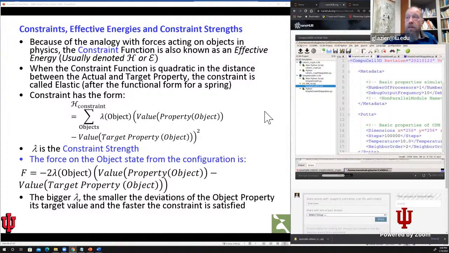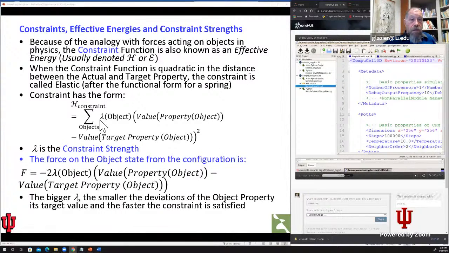These constraints behave like physics potential energies, and they're typically called effective energies. The reason they're called effective energies is that they may or may not correspond to actual physical energies in the system. They have the mathematical structure of energies. And so we're going to see again and again, when we want the cell to have a given volume, we write a constraint on its volume. When we want the cell to have a given surface area, we write a constraint on its surface area. When we want the cell to have a given shape, we write a constraint on its shape.